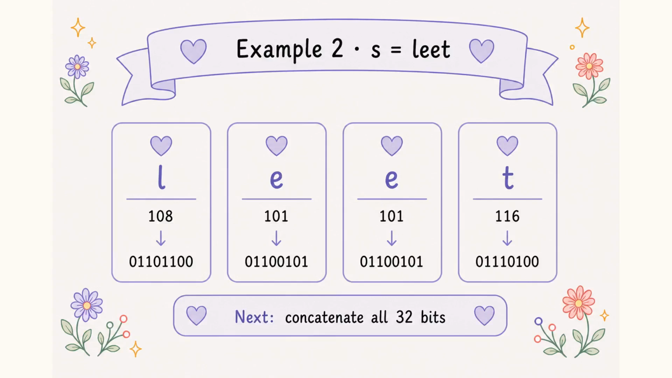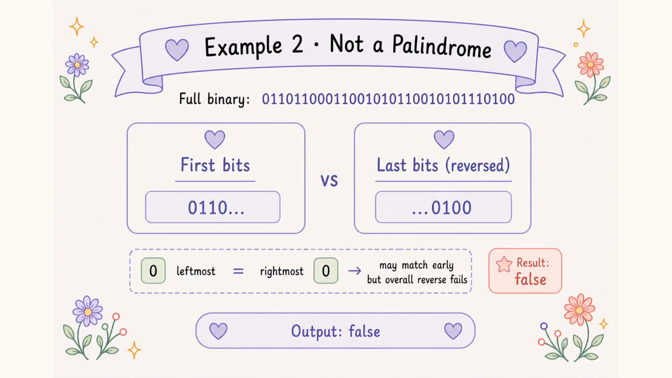Example 2, S is leet. Convert each letter. L is 108, binary 01101100. E is 101, binary 01100101. Second E is the same. T is 116, binary 01110100. Next we concatenate all 32 bits. Concatenate leet into one binary string of 32 bits. Checking forward versus backward fails. The full string is not a palindrome, so the answer is false.